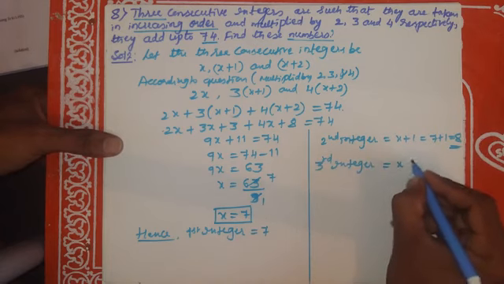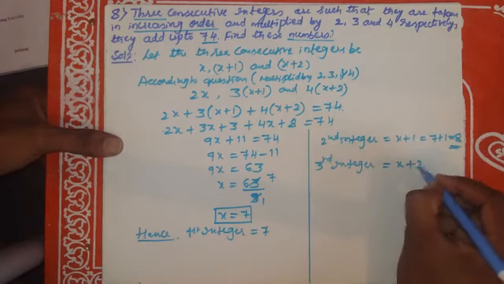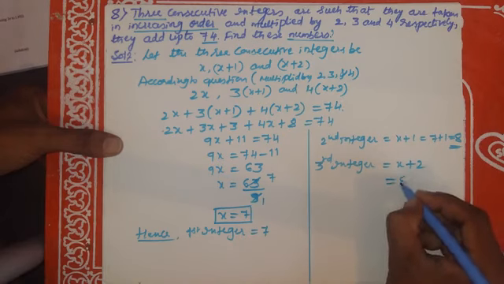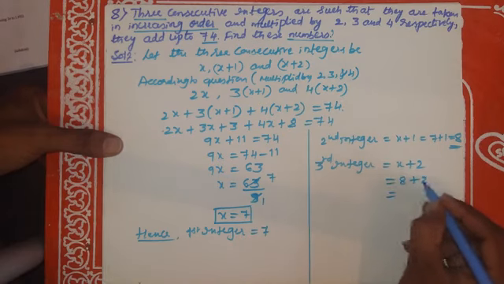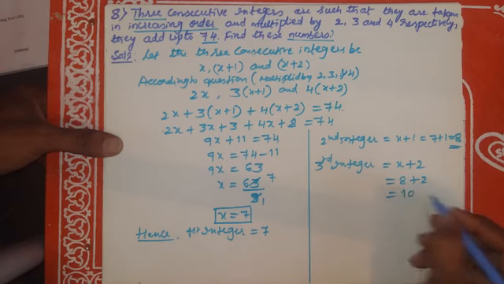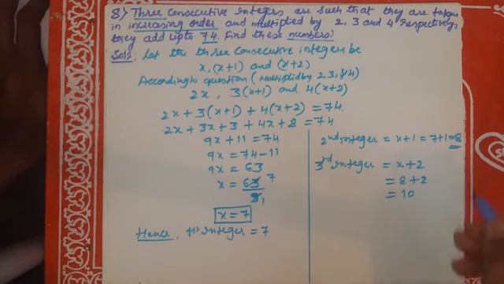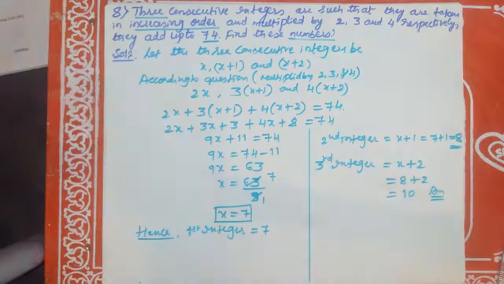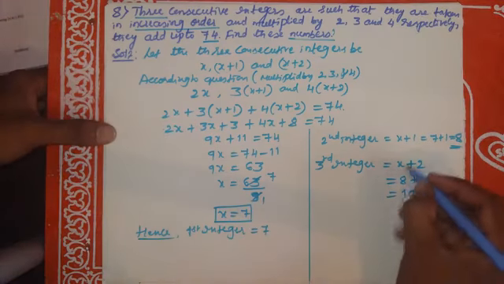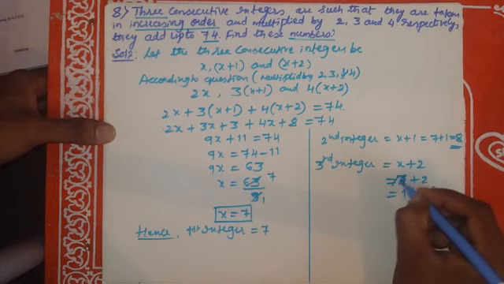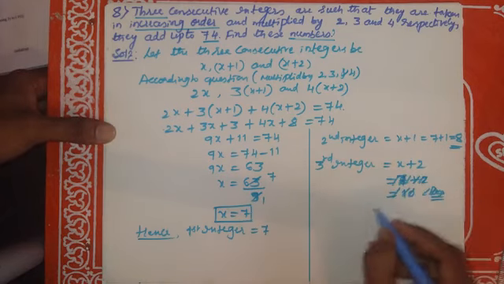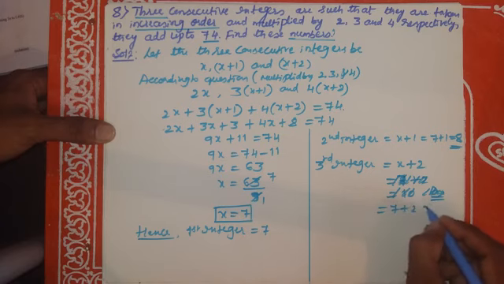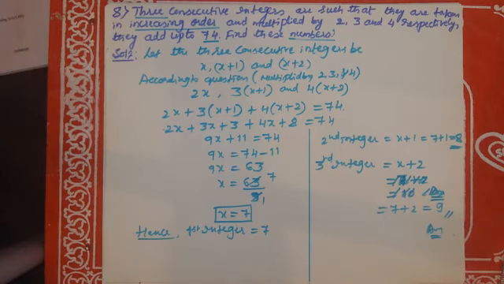Third integer, that is x plus 2. X value is 8 plus 2, 10. Okay, this is the right answer. First integer is 7, second integer is 8 and third integer is 10. Sorry, x value is 7, right here 7. X value is 7. 7 plus 2 which is equal to 9. This is the right answer.